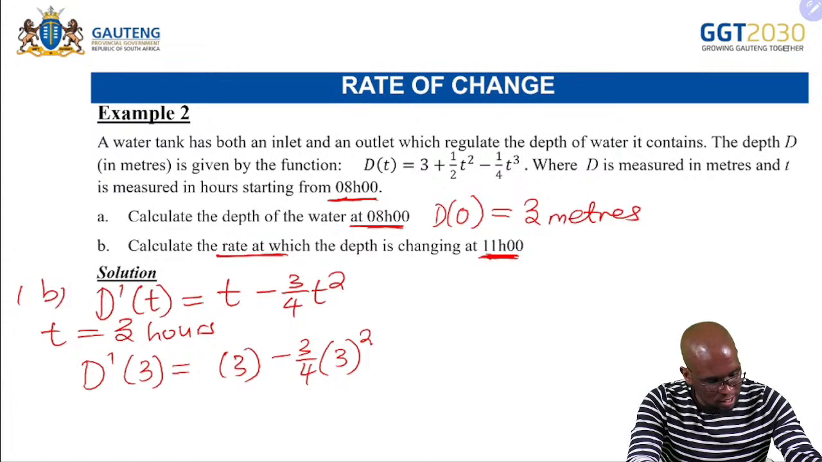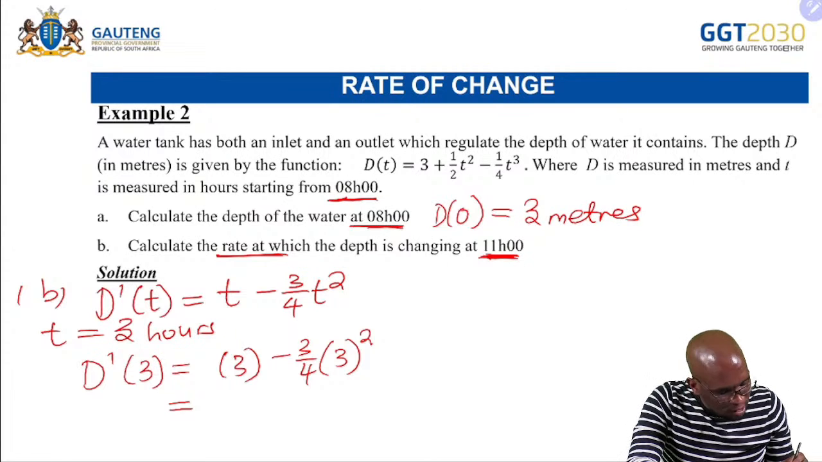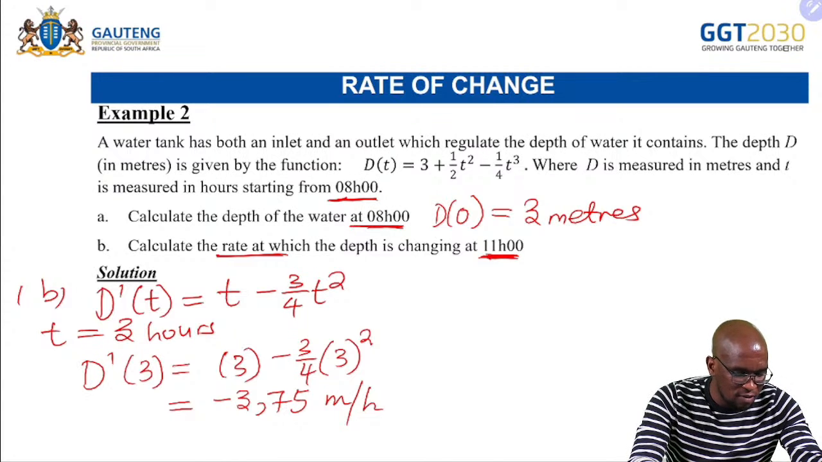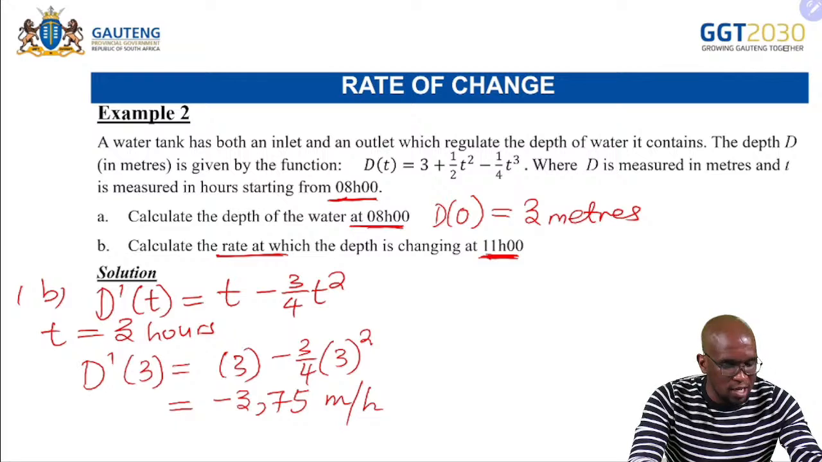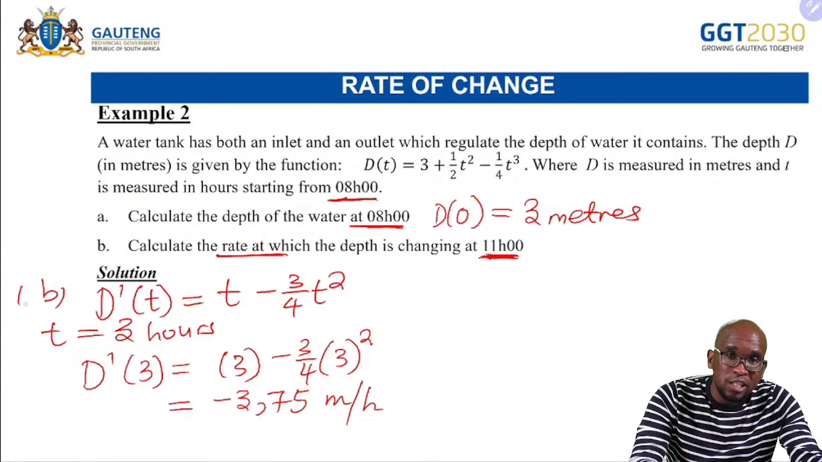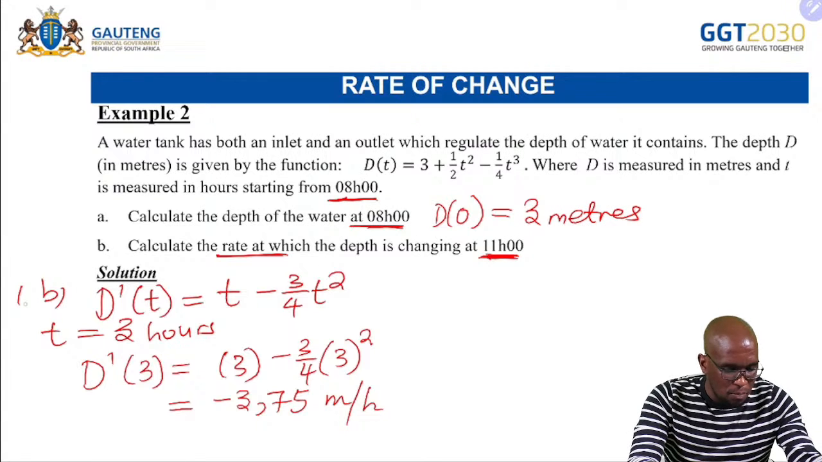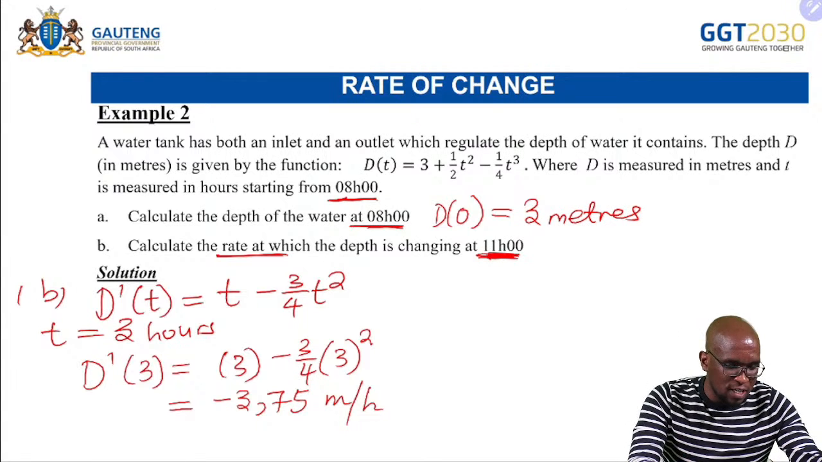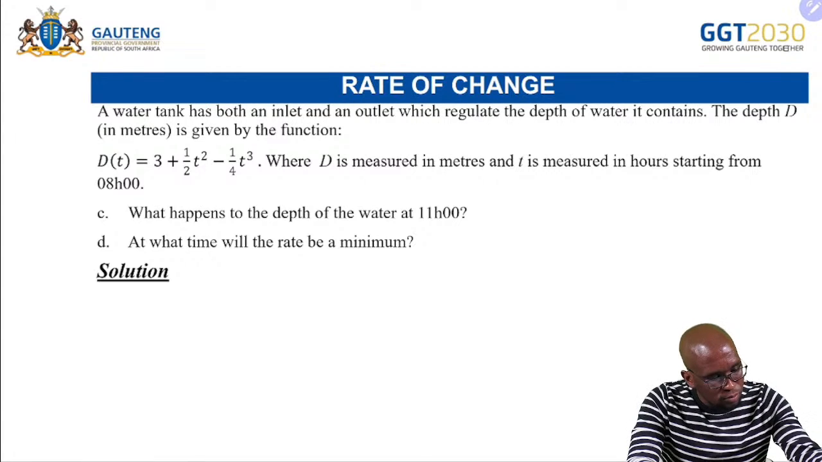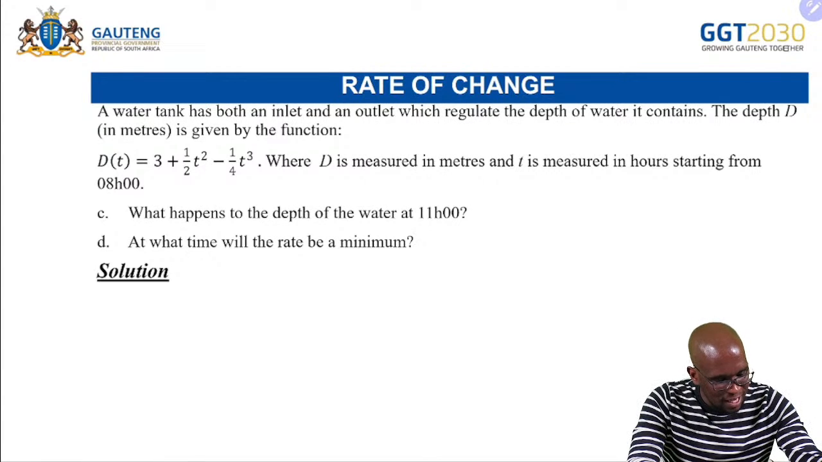Now, using your calculator here, you will get that the rate is minus 3,75 meters per hour. That is how we determine the rate at which the depth is changing at 11. Remember, the equation d prime t is the equation for the rate of change of depth with respect to time. We needed to know how many hours have lapsed from 8 to 11. That is 3 hours.